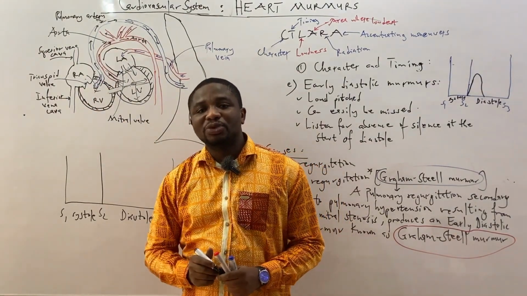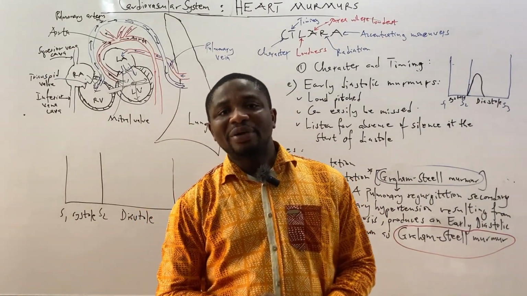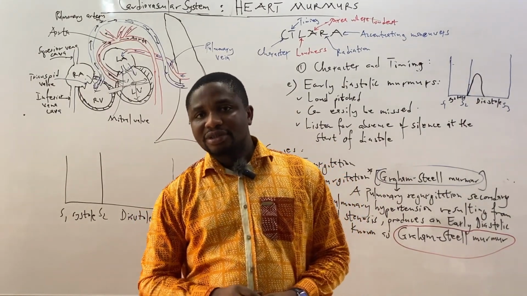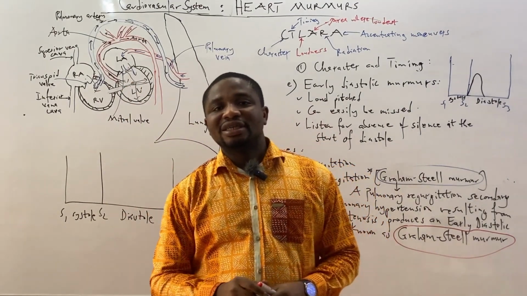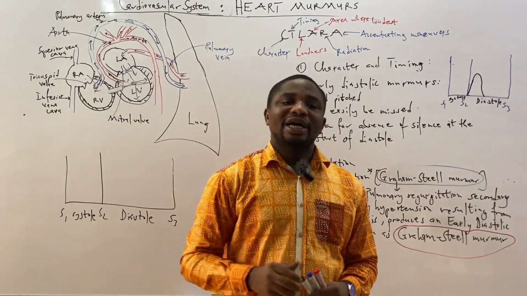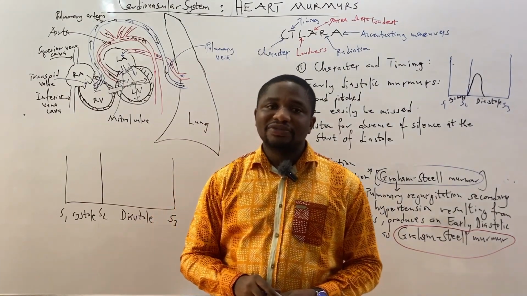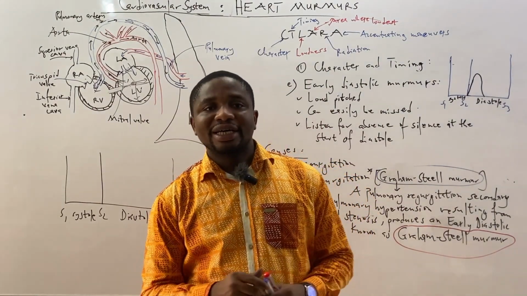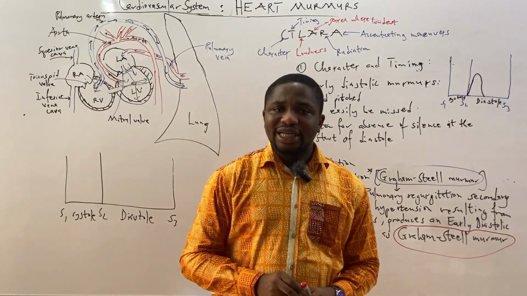And that turbulence will generate the murmur. And it's going to happen very early because in early diastole, the pressure effect is much felt. That is why it is going to be early diastole. The pressure effect from the system is much felt. That is why it is going to be what? Early diastole. I hope you get that.